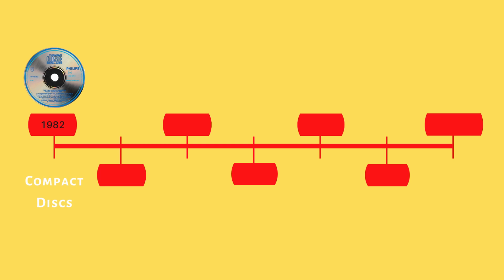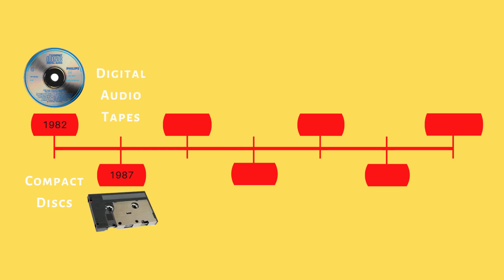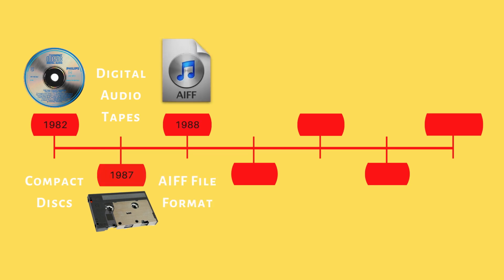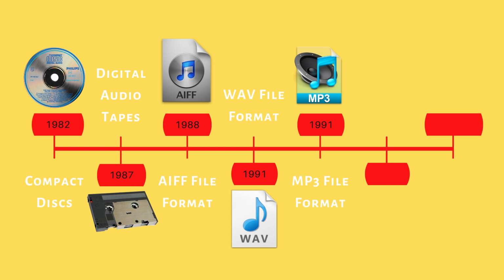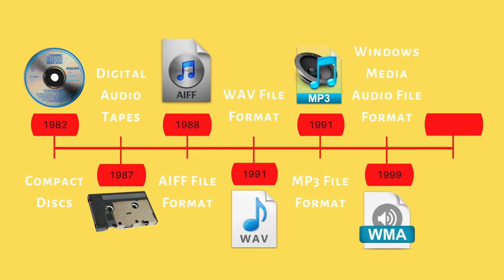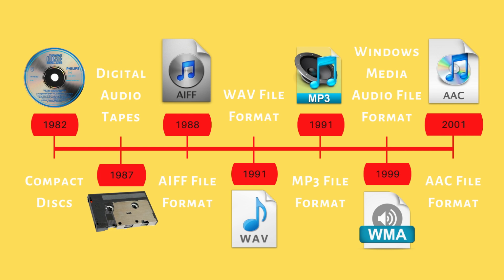Alright, so this leads us to digital audio and video formats. In 1982, James Russell invented compact discs. Compact discs were followed by digital audio tapes. Then Apple released the first digital audio file format in 1988 called the AIFF file format. AIFF was followed by the WAV file format, then the MP3 file format, then the Windows Media Audio file format, and finally the AAC file format in 2001.